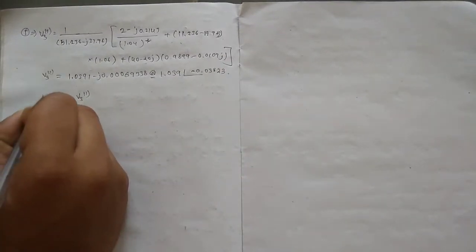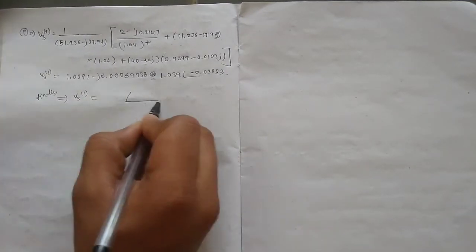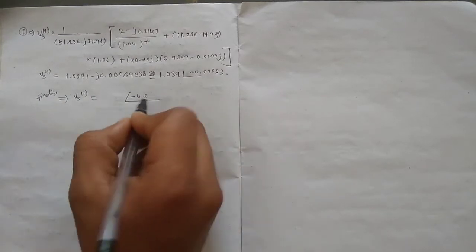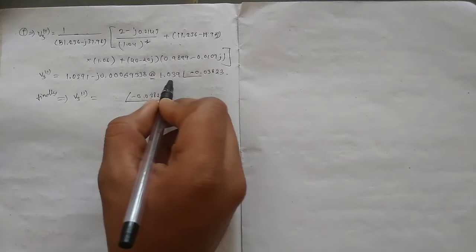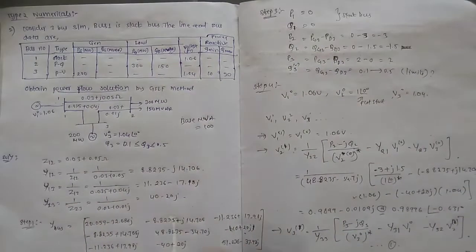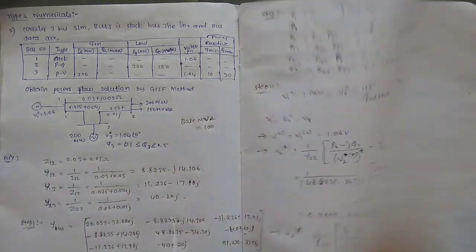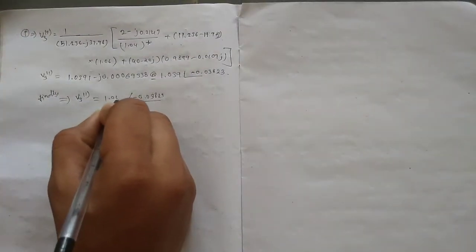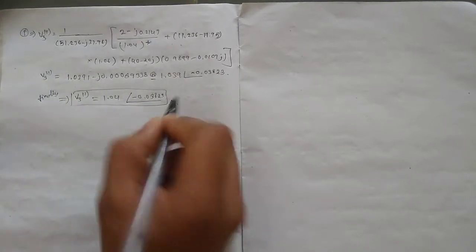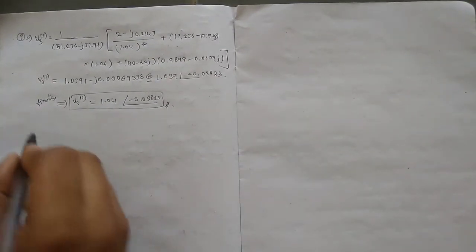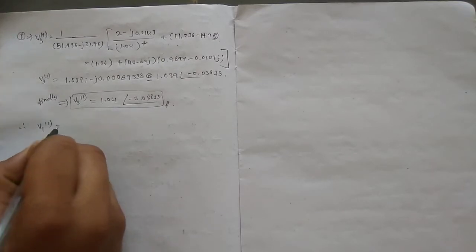Finally, v3 of 1 is equal to, we need to keep the angle as it is, that is 0.3823, and we don't take this magnitude value; we need to take the magnitude value of v3 of 0. Remember, that is 1.04 we have to take. This is the final voltage, and then therefore write all the latest voltage values.